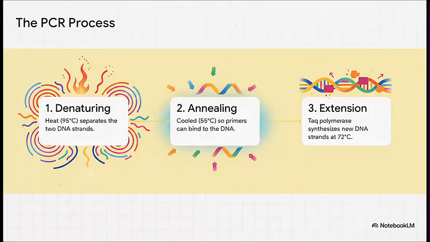First, you denature. You crank up the heat to about 95 degrees Celsius, and that separates the two DNA strands. Then, annealing. You cool it way down so these little guide sequences, called primers, can attach to the DNA you want to copy. And finally, extension. You warm it up a bit, and this amazing heat-proof enzyme called Taq polymerase starts building the new DNA strands. You just repeat that cycle 30 or 40 times, and boom, you've got billions of copies.